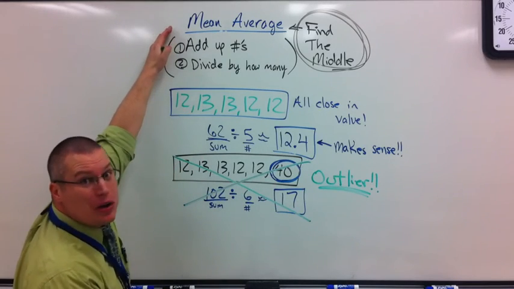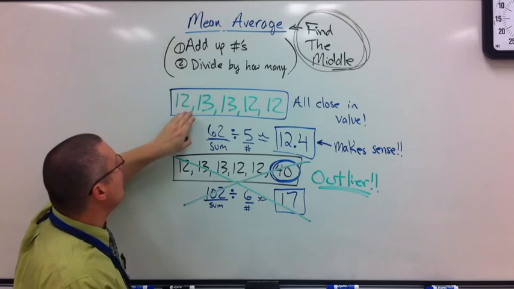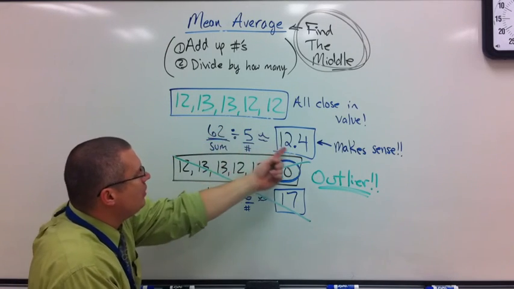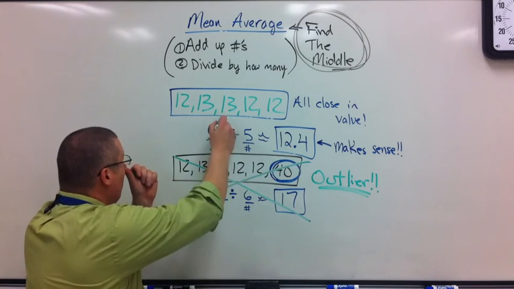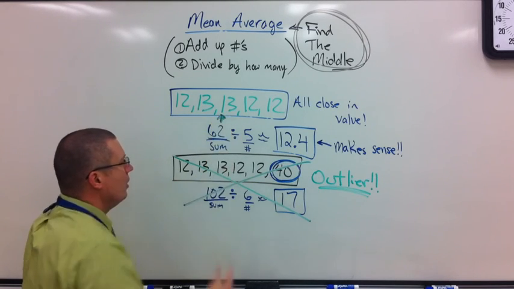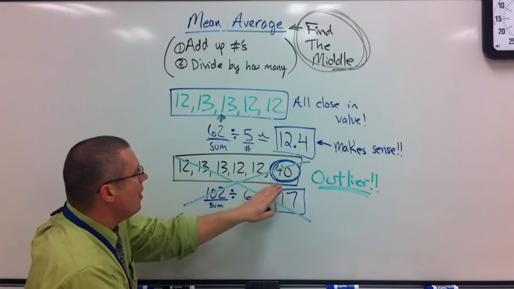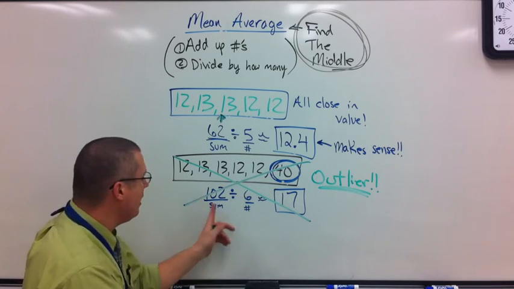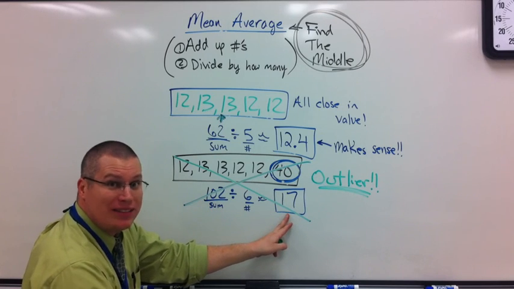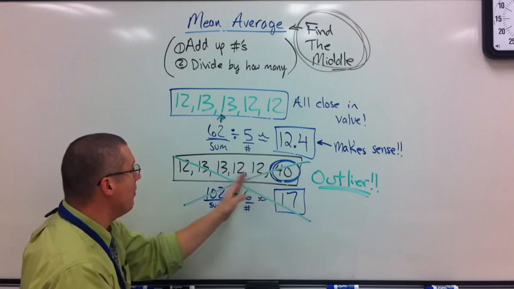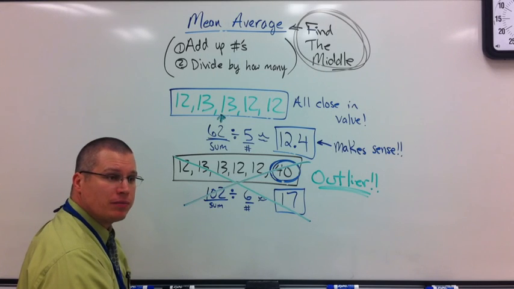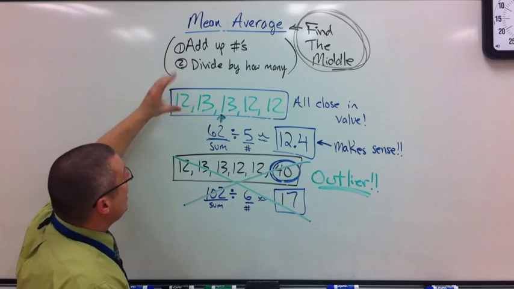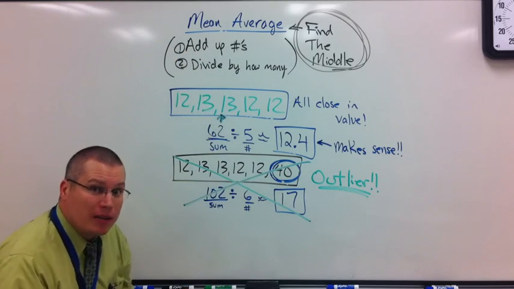The mean is very good and it works very well when all of your numbers are pretty close together. Why? Because it gets an answer that makes sense, somewhere in the middle. Where it doesn't work is when there is an outlier. As soon as you put an outlier in, it breaks it. It makes an answer that doesn't make sense for the numbers that you were given. Okay? I hope that makes sense. Add them up, divide. I can only use this tool when there's no outlier. Good luck.